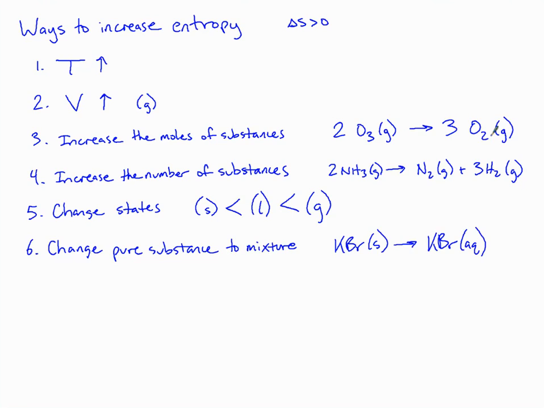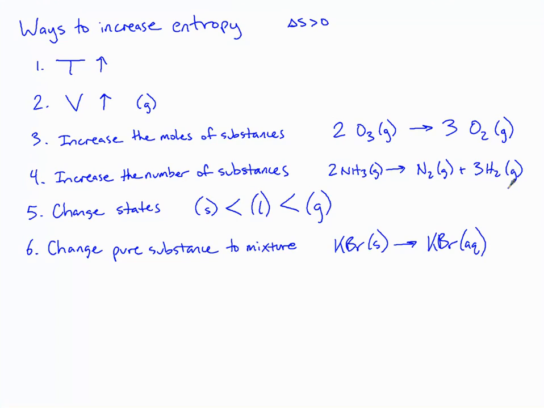Number 4, you could increase the number of substances that you have. So we have the reverse reaction of the Haber process: 2 ammonias decomposing into nitrogen gas and 3 hydrogen gases. So we went from having 1 reactant to 2 products, and that's one way to increase the entropy. If you look at this another way, we have also increased the number of moles. There are 2 moles here, and there are 4 moles of product. And so there's actually 2 things going on here.